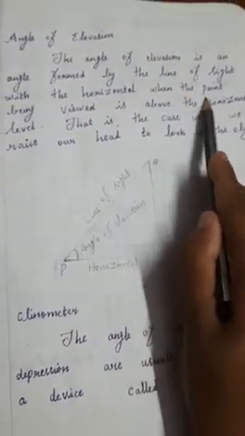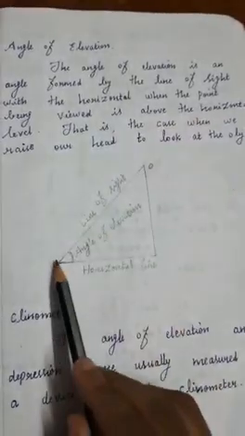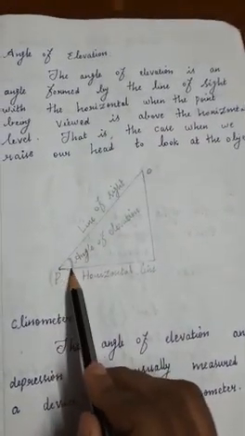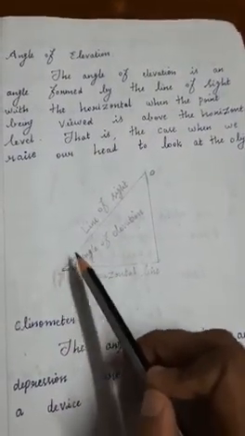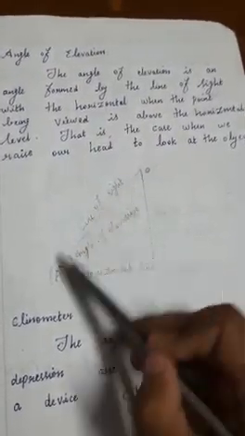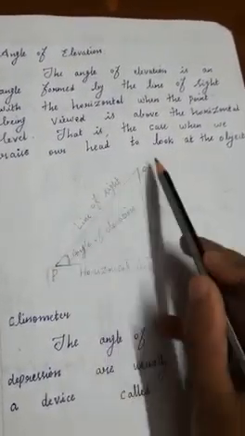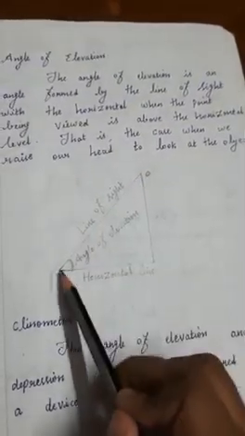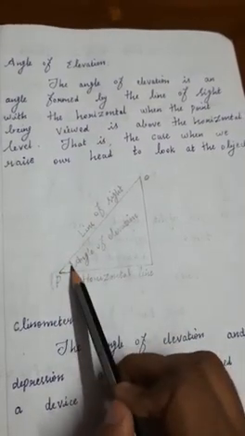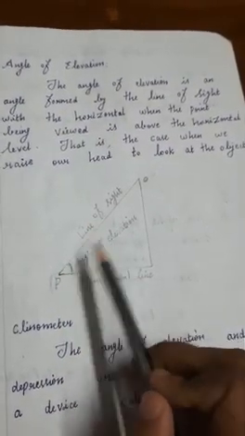The point being viewed is above the horizontal. Angle of elevation means above the horizontal line only. That is the case when we raise our head to look at the object. If you are standing here, we raise our head to look at the object because we are seeing the top of the tower or tree. This is the line of sight, this is the horizontal line, and the line of sight makes the angle of elevation above the horizontal line when he looks at the top of the object. That is called the angle of elevation.